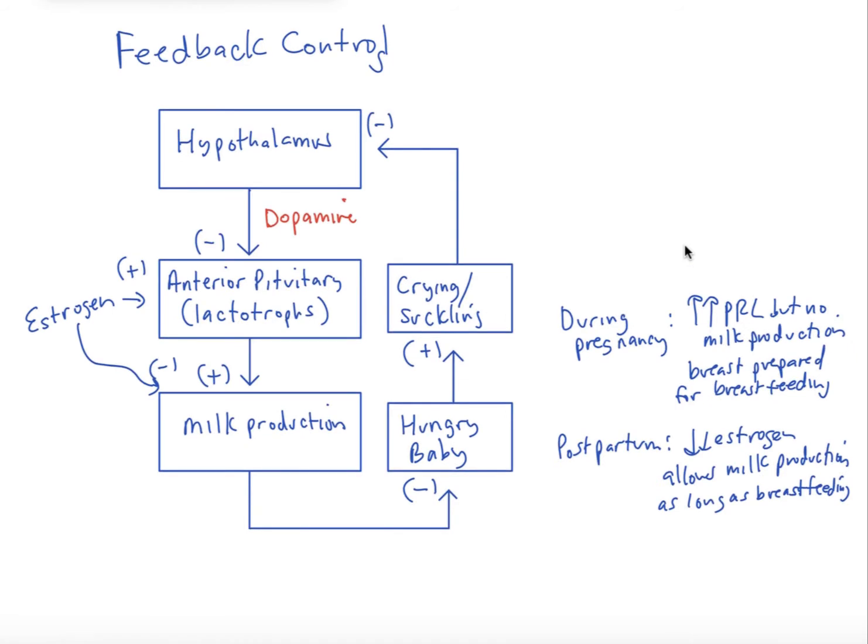In terms of the feedback control, we have the hypothalamus shown here, anterior pituitary lactotrophs, and then the breast tissue affecting milk production, and then we have some feedback with a hungry baby, crying and suckling, which we'll discuss right now. We can see that when a baby's hungry and there's crying and breastfeeding, that then inhibits dopamine. Remember, dopamine is the primary controller of prolactin, so I disinhibit dopamine. Now the lactotrophs increase the release of prolactin, so we can write in prolactin right here.